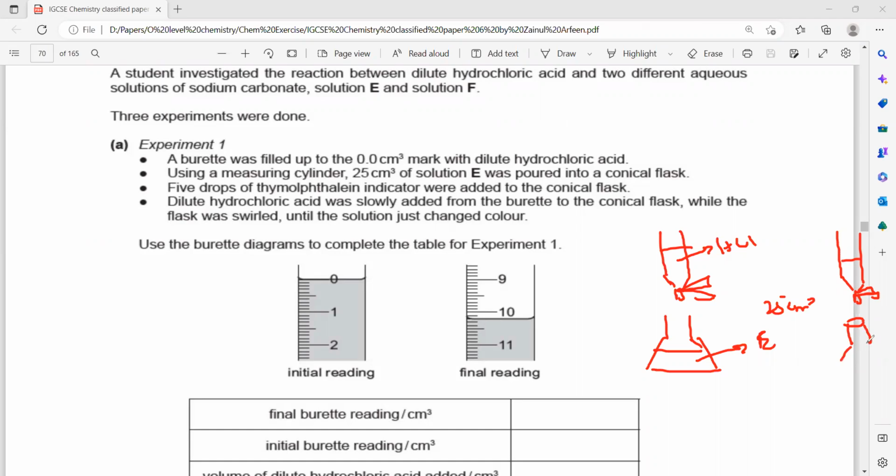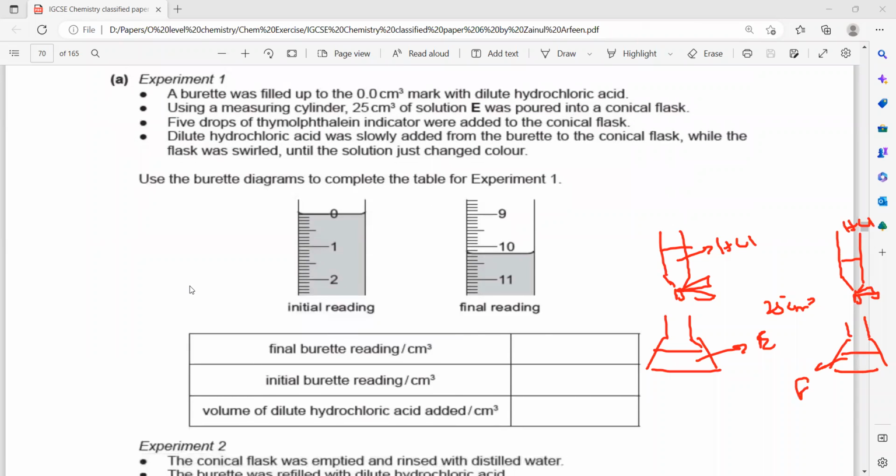We use two different solutions: one is solution E, another one is F, of different sodium carbonate solutions. This one is solution F, and we use HCl. The initial reading is 0. Use screen annotation to work out the total volume of hydrochloric acid for the first experiment. Initial is 0, so write 0.0. In the first experiment we need 10.2 cm³ of HCl for a complete reaction.